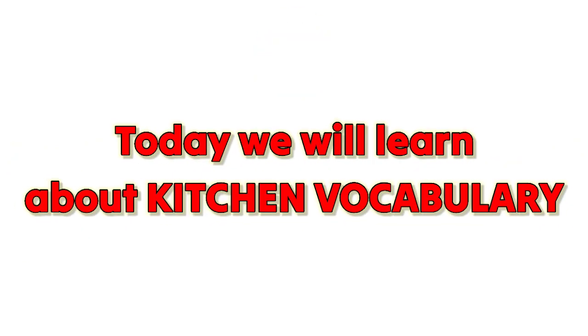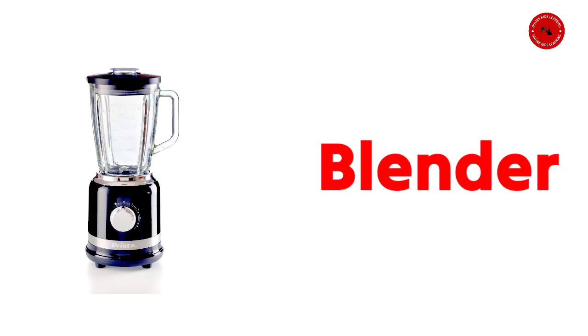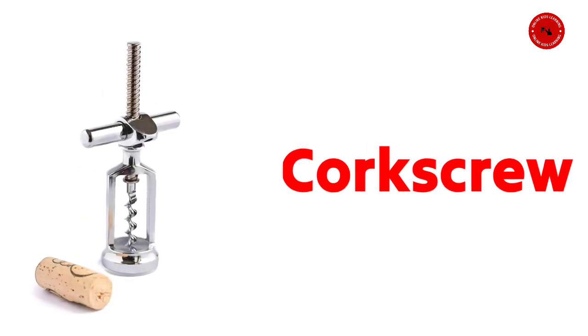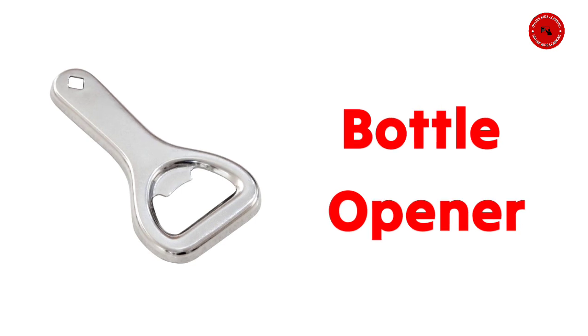Today we will learn about kitchen vocabulary. Apron. This is apron. Blender. This is blender. Bottle. This is bottle. Corkscrew. This is corkscrew. Bowl. This is bowl. Bottle opener. This is bottle opener.